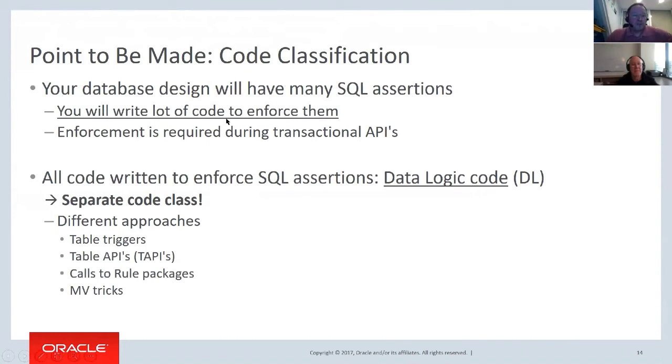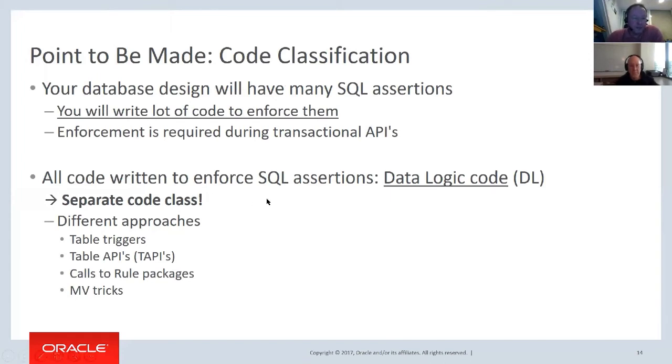Now, the point to make is, and now I'm coming to my first code classification: since your database design will have many of these constraints, you are going to have to write code to enforce them. And enforcement is required during transactional APIs. Whenever you change the data, you're going to have to think about what are the insertions involved in this transaction, and what validation code should I write to check if the transaction currently at hand is allowed or not.